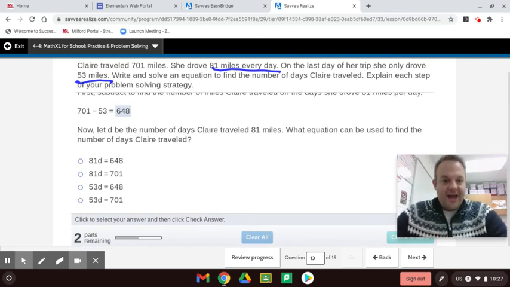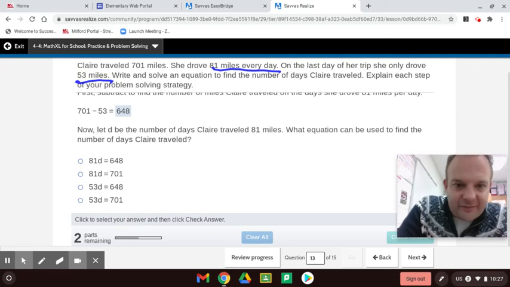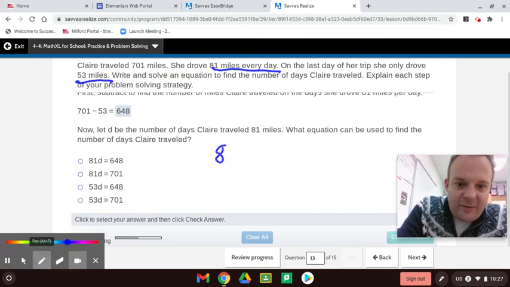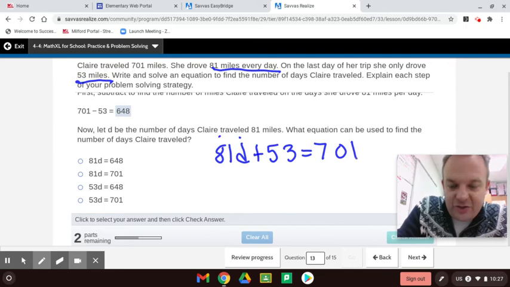So now, watch this, guys. Basically, let me just write this out for you. 81 miles times d, coefficient variable, 81 times d, and then plus 53 miles equals 701 miles total. This is called a two-step equation. We're going to first subtract 53 on both sides, and that's what they demonstrated above for us, okay?